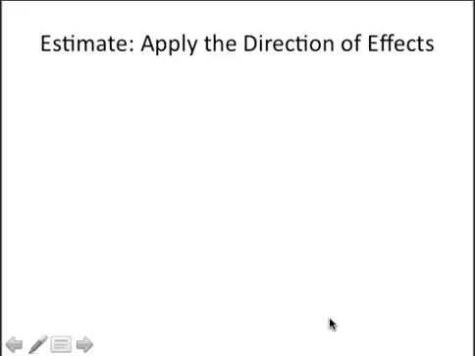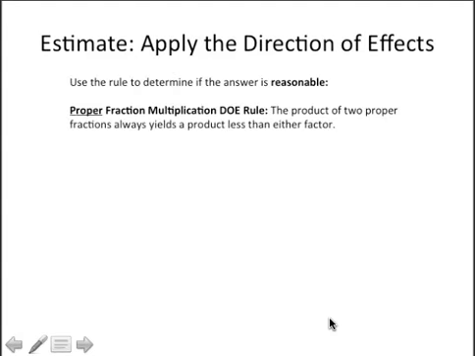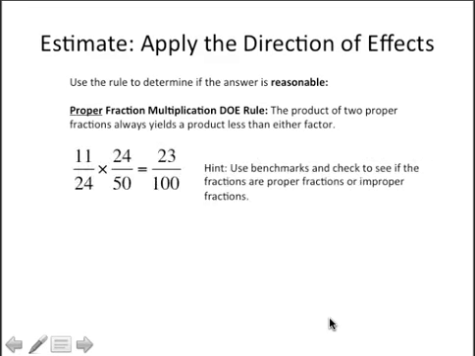Okay, now we're going to estimate and apply this direction of effects rule to computation to determine if an answer is reasonable. So, looking at this problem, 11/24 times 24/50 equals 23/100. What we're asking here is, is this product, 23/100, reasonable? And we're going to determine if it's reasonable based solely on this rule. The product of two proper fractions always yields a product less than either factor.